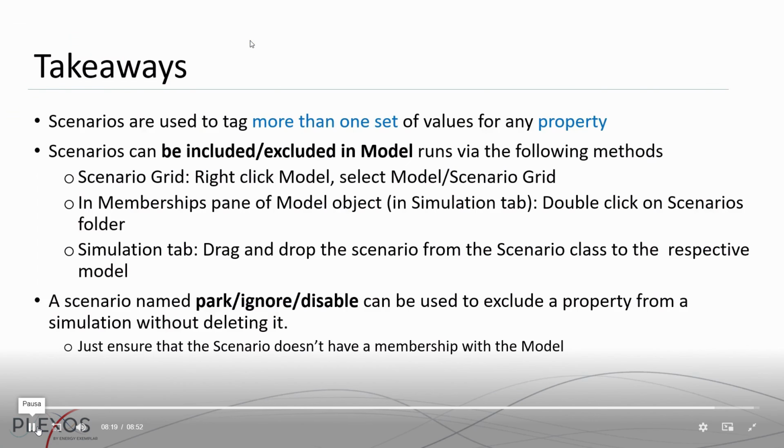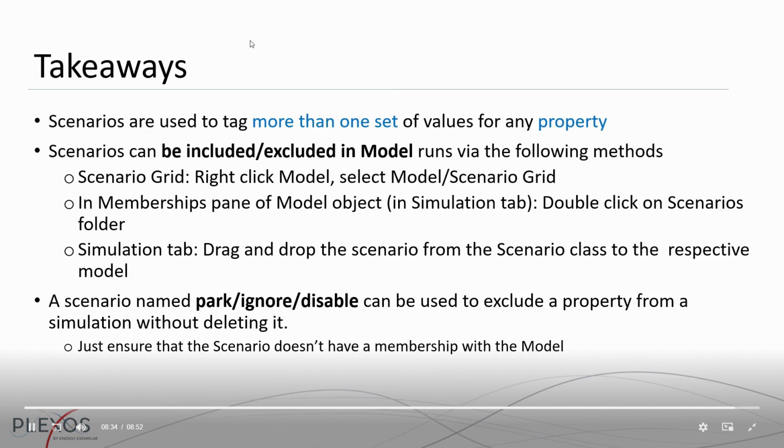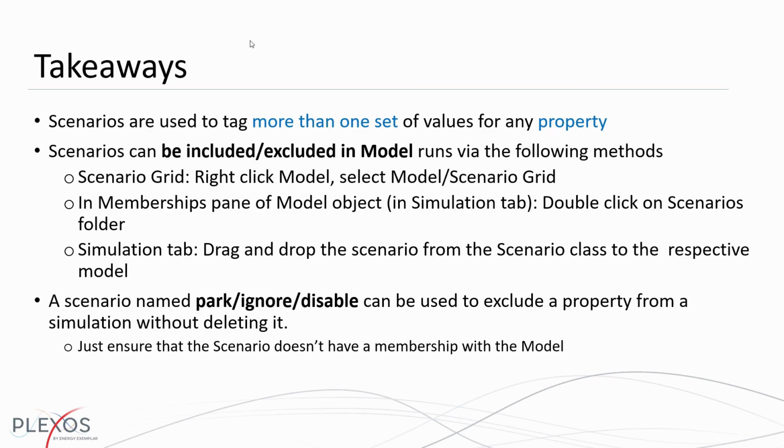In review, scenarios are used to tag more than one set of values for any property. They can be included or excluded in model runs via the 3 main methods, including using the scenario grid, opening up the memberships pane, or dragging and dropping objects into each other. We could also create a scenario name, something like park, ignore, or disable, to exclude a property from a simulation without actually deleting the values. Just ensure that the scenario doesn't have a membership with the model before you run it.